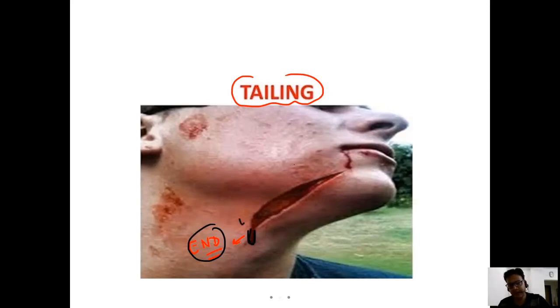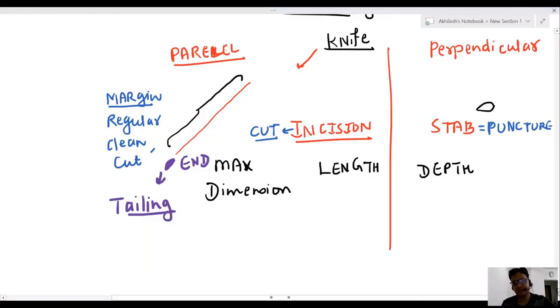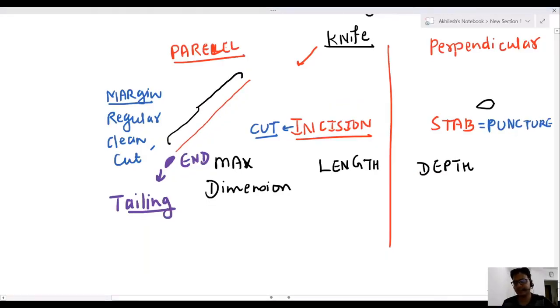Maximum dimension is length. This injury is incision. So, margin, you can see the clean cut and regular margin. Okay, friends, this is injury, incision.